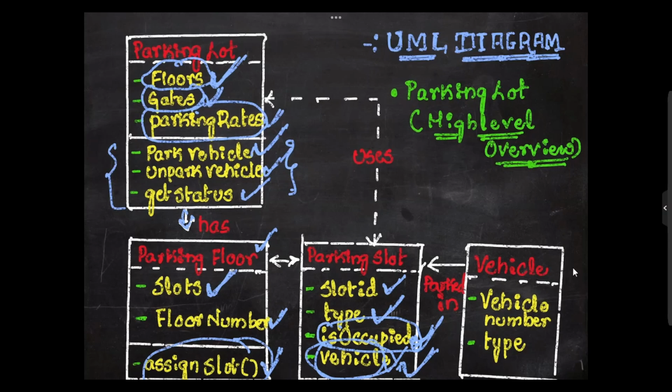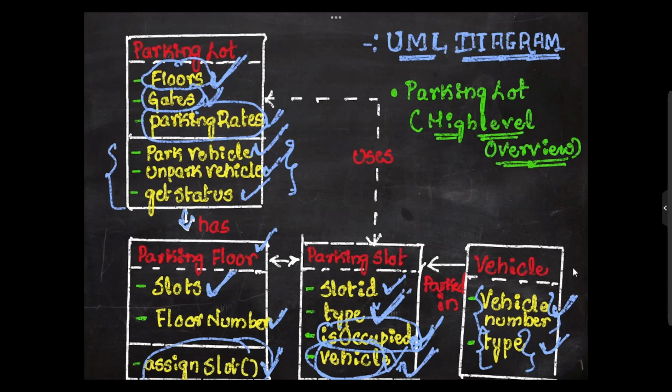slot, then the vehicle should have the vehicle number as well as the type. So when we have parked a certain vehicle in the parking slot, the vehicle must contain the vehicle number as well as the type, right? Type means we have already discussed. This one I'm speaking of.